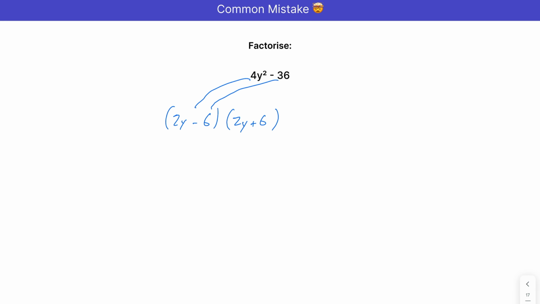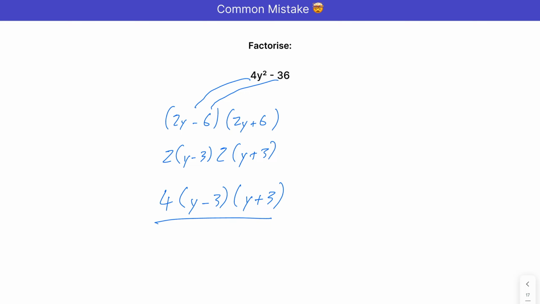Now, this isn't incorrect, but it's not fully factorized. Why? This can still be factorized, and so can this. Okay, so what I mean by that is 2y minus 6, I can write that as 2 bracket y minus 3, and 2y plus 6, I can write that as 2 bracket y plus 3. So my final answer is actually 4 bracket y minus 3, y plus 3. Okay, that is my final answer.